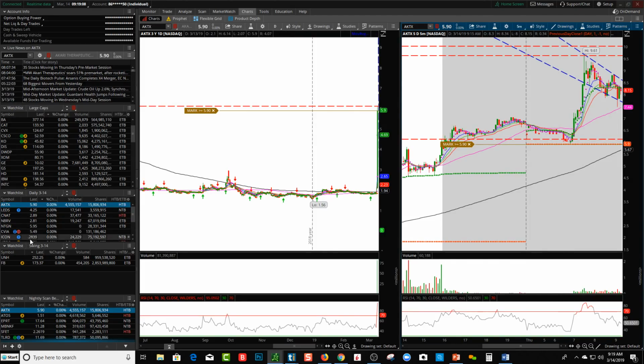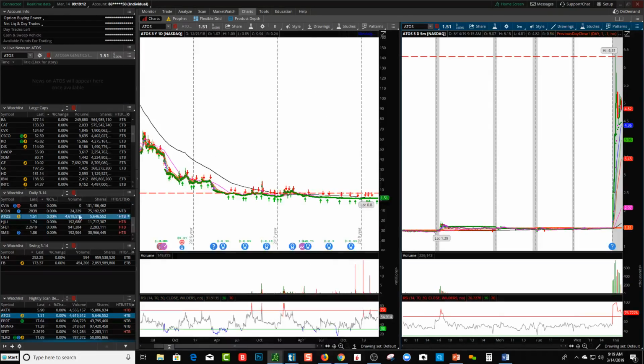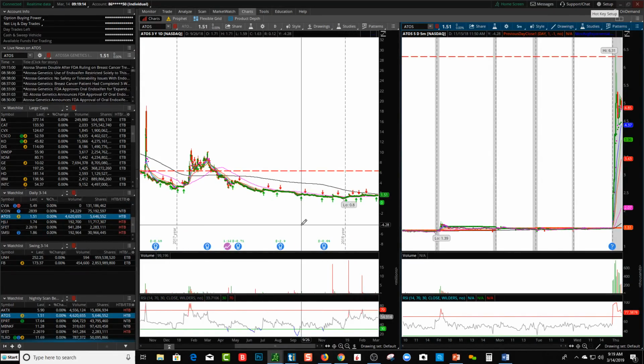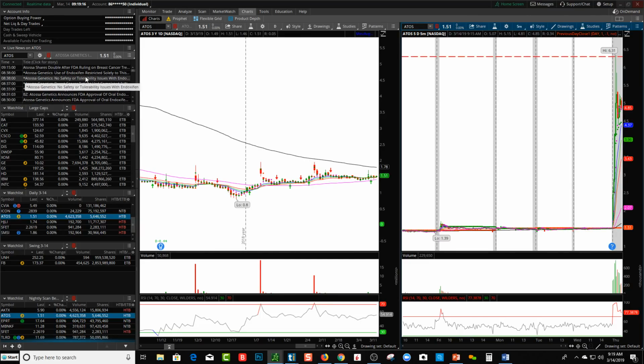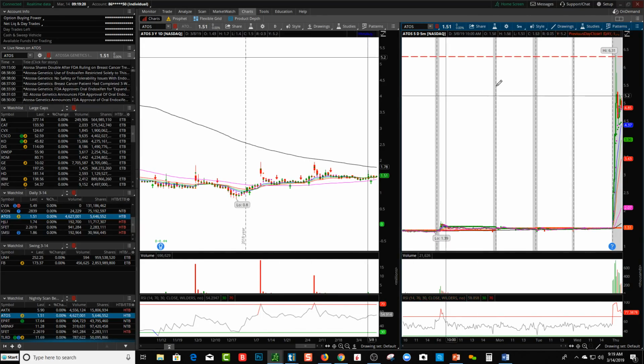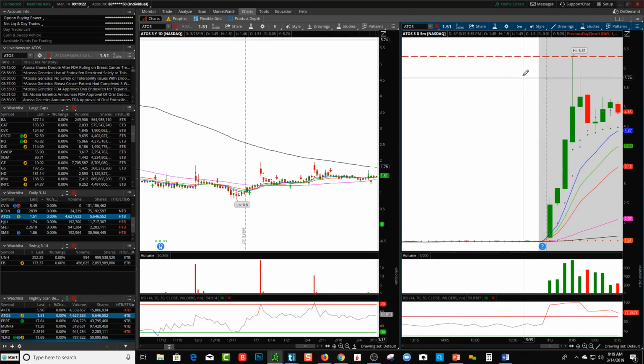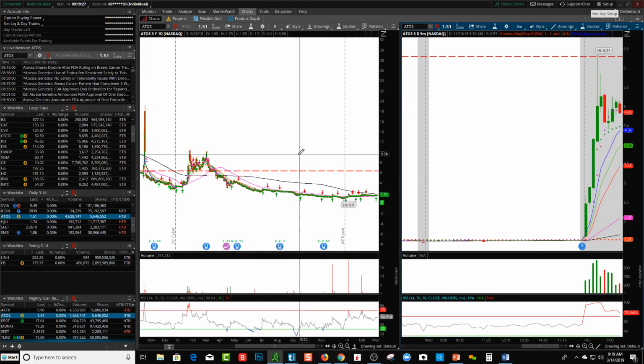Next up, we are going to look at ATOS right over here. ATOS is another one that is gapping up on news. You can see the pre-market high is this 6.31 level, and that kind of puts you back right over here. So this one's got some room to run if it can continue above 6.31.